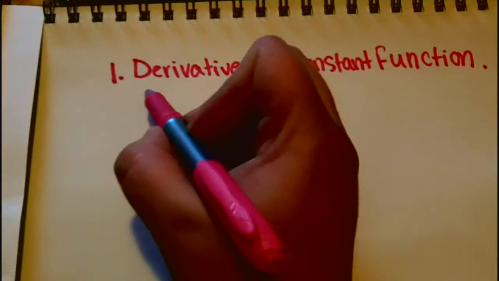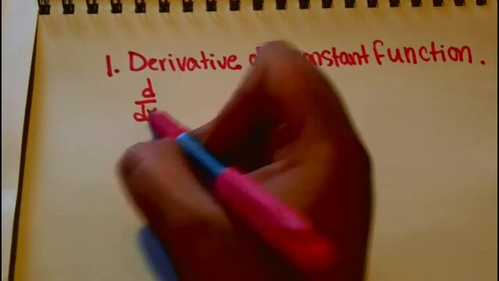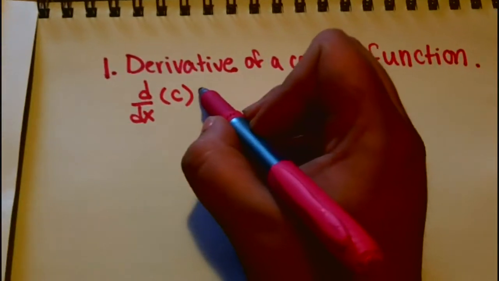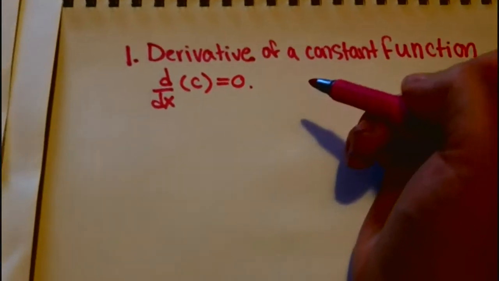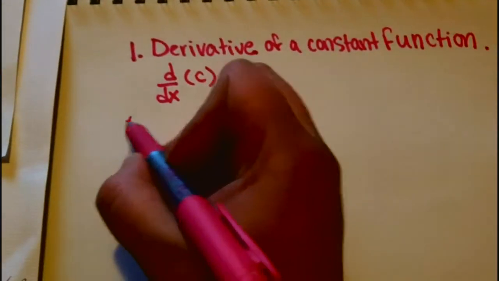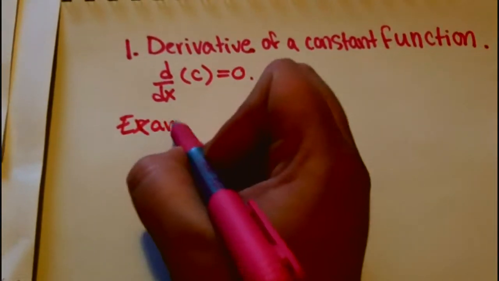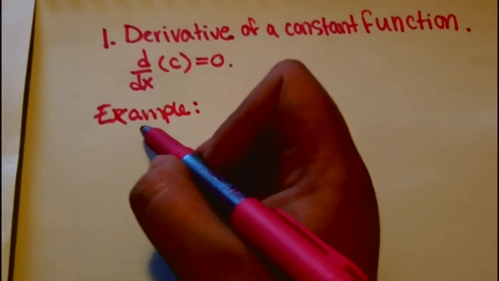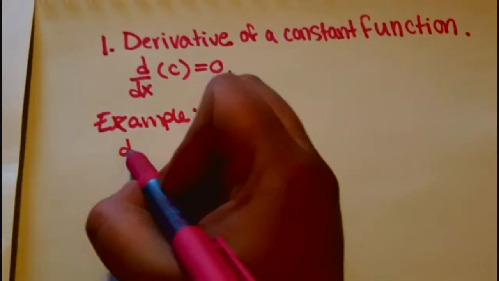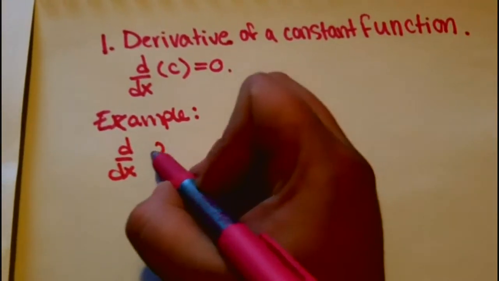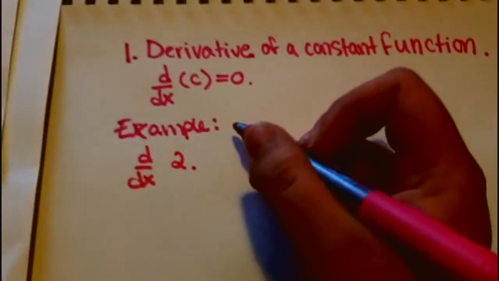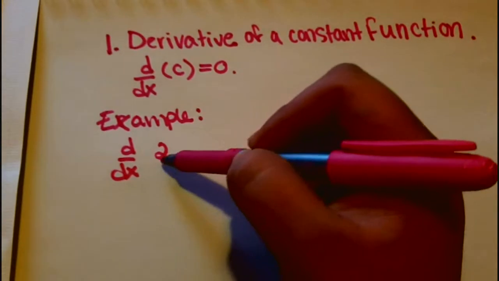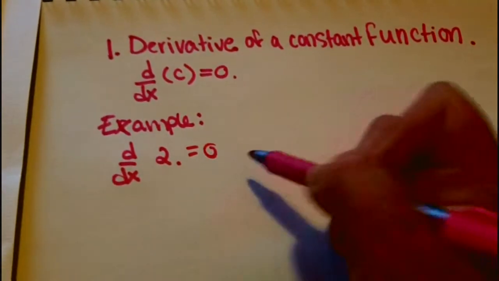So for d dx, the derivative of any number c is equal to 0. So an example would be if we're trying to find the derivative d dx of 2. So if we look back at the rule, 2 would be the c. So the derivative of 2 would be equal to 0.